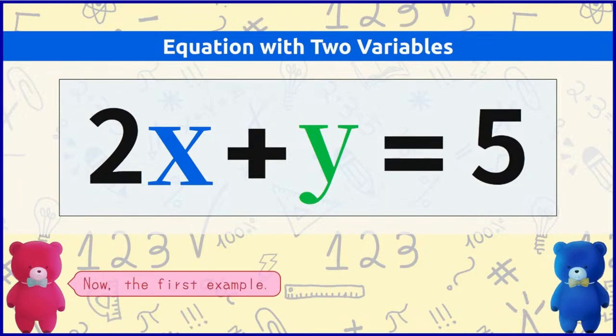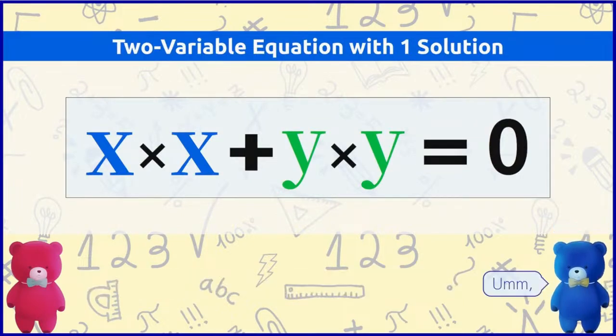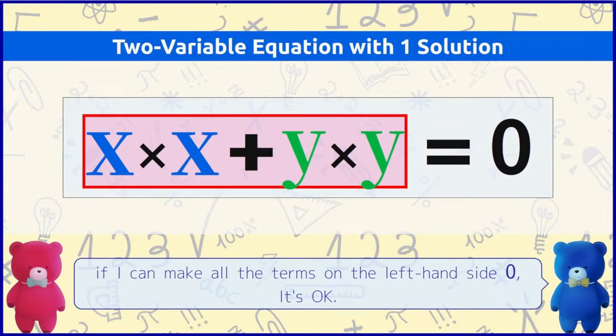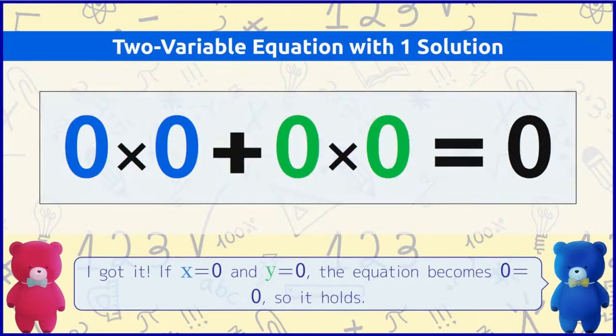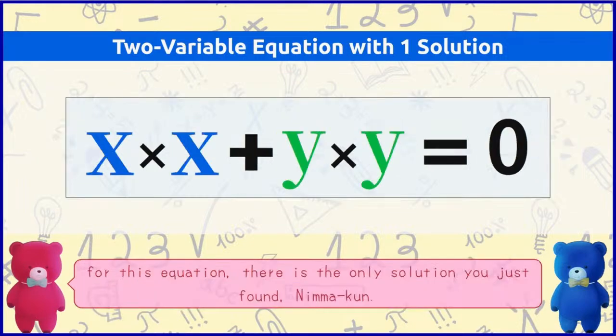Now the first example. Can you guess the solutions to this equation? Oh. If I can make all the terms on the left-hand side 0, it's okay. I got it. If x equals 0 and y equals 0, the equation becomes 0 equals 0, so it holds. Good job, Nimacon. To sum it up, for this equation, there is only the one solution you just found.